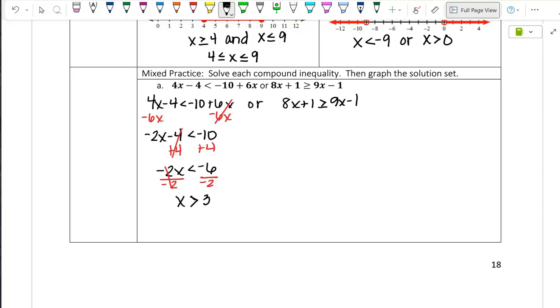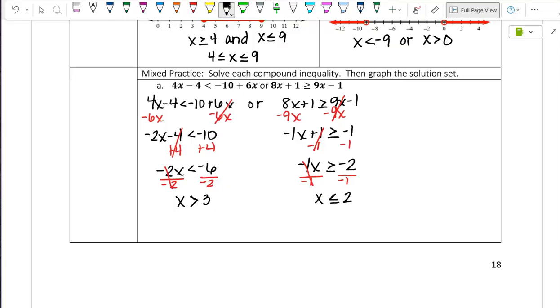Then we have 8x plus 1 is greater than or equal to 9x minus 1. Again, I'm going to move my variable left. You could move it to the right. So I'm going to start off by subtracting 9x from both sides. So negative 1x plus 1 is greater than or equal to negative 1. Subtract 1 from both sides. Negative 1x is greater than or equal to negative 2. Divide both sides by negative 1. And we get x is less than or equal to 2.